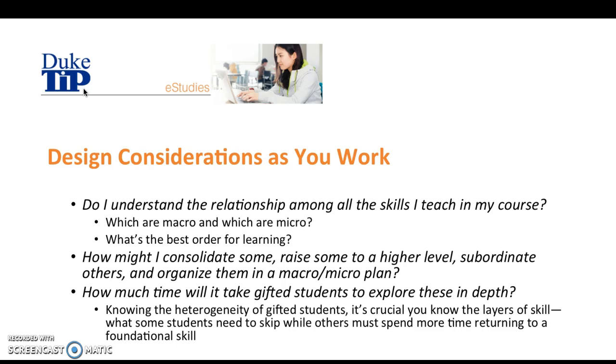And then think about gifted 8th graders and 9th graders. How much time is it going to take those kids to explore these in depth? And knowing that, we may say they're 8th and 9th graders, but they're heterogeneous, and you might have in a class a few 10th or 11th graders scattered throughout. It's crucial you know the layers, because some kids who are 8th graders will need to skip them, and some who are 11th graders won't. And others may need to spend some time returning to a micro skill that other kids already know. So that's why it's so great to break them down level by level.